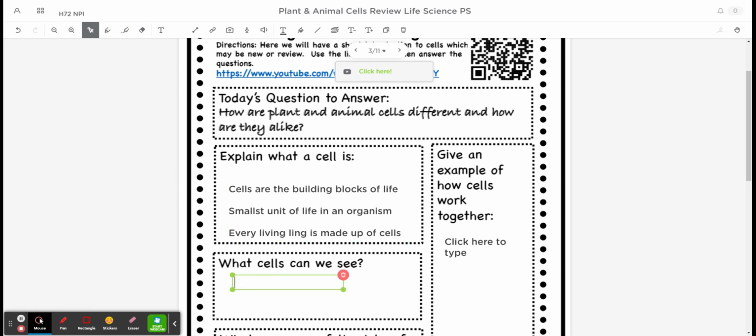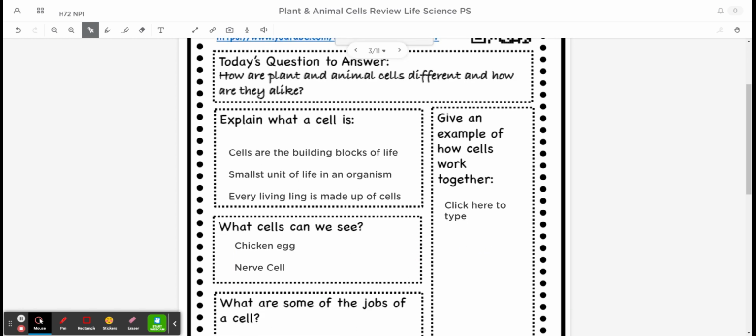So the next thing it asks us, what cells can we see? There are a couple that we can see, and as the video explained, we can actually see a chicken egg, which is a cell, or we can even see a nerve cell that runs through the spine. So chicken egg would be one, and a nerve cell would also be one that you could see. Make sure you write this down or type this into your own personal ClassKick because we will be using this for our next lesson together.